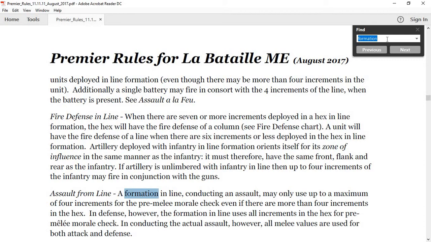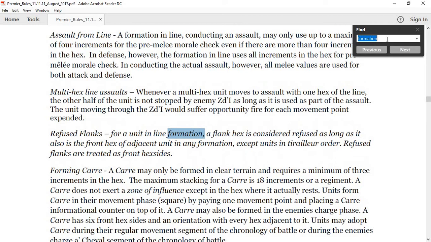Artillery deployed with infantry. That's something I should probably practice a little bit. Assault from line. Defense in line, refused flanks. This is also something I should pay attention to. To review again, for a unit in line formation, a flank hex is considered refused as long as it also is the front hex of an adjacent unit in any formation except units in skirmish order. Refused flanks are treated as front hex sides.